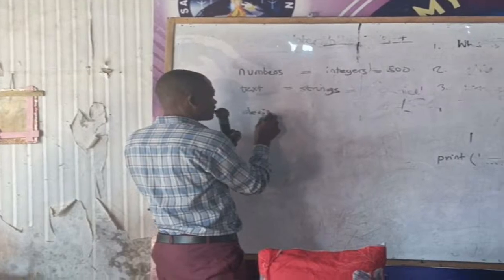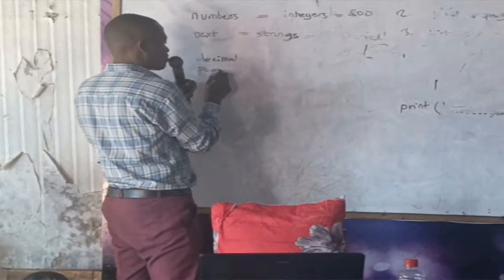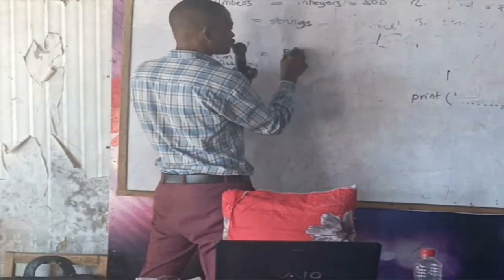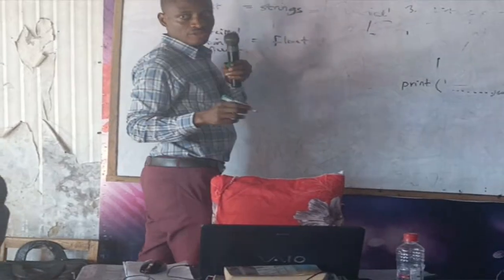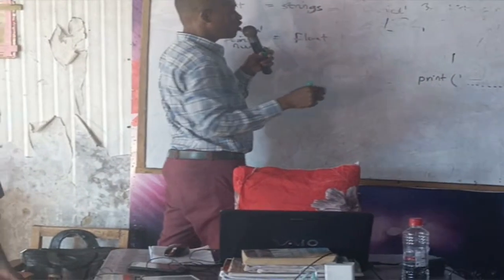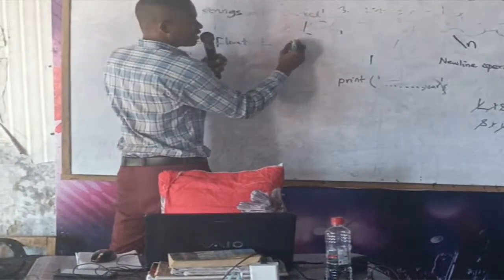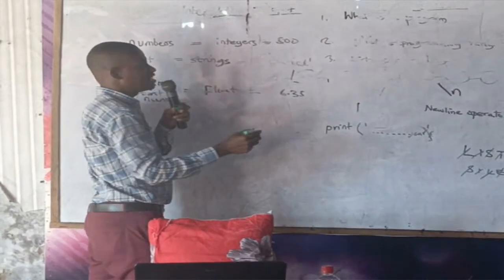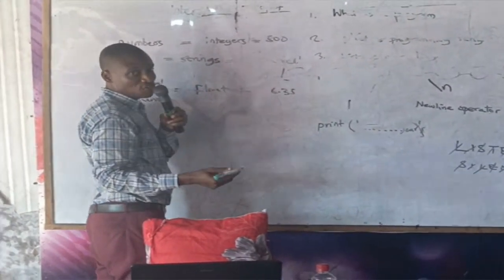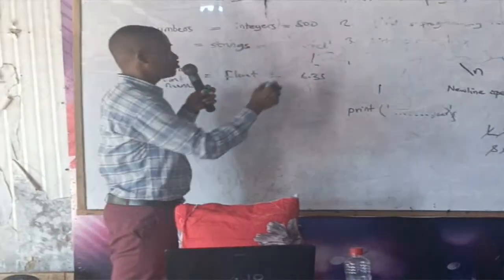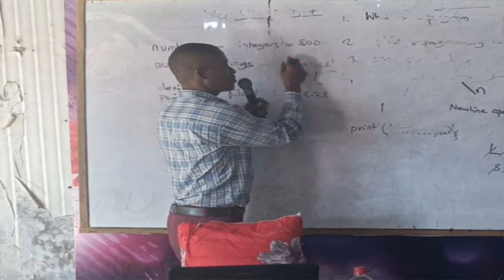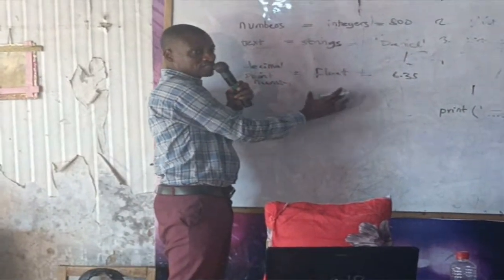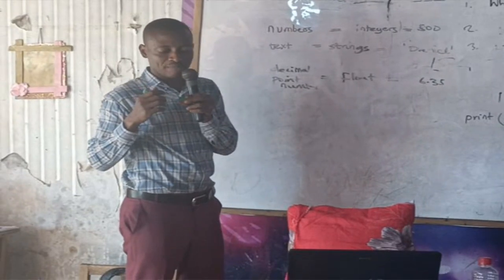Decimal point numbers are called what? Floats. Decimal point numbers are called floats. Example, 6.35, because it has a dot. You understand? And you don't use quotes for that one. The only type you use quotes for is string, right? So these things are what we call data types in programming, right?